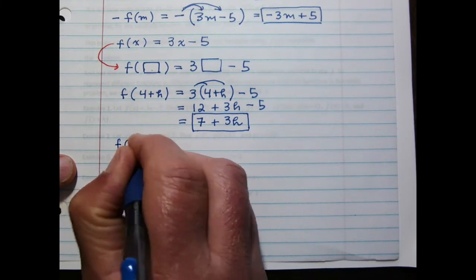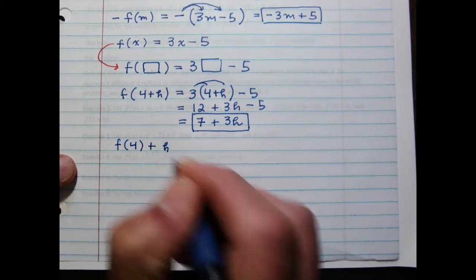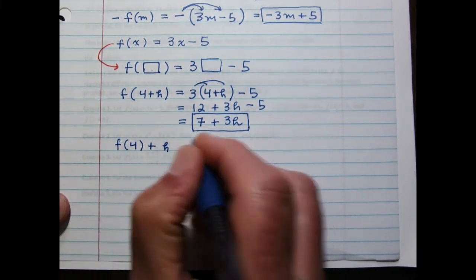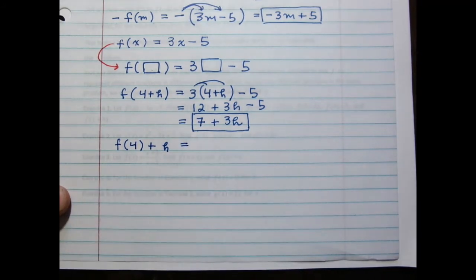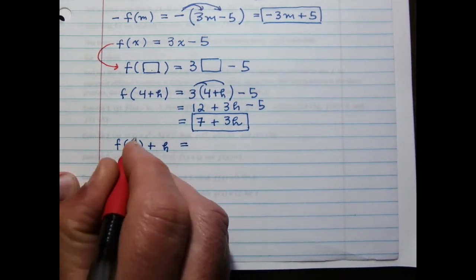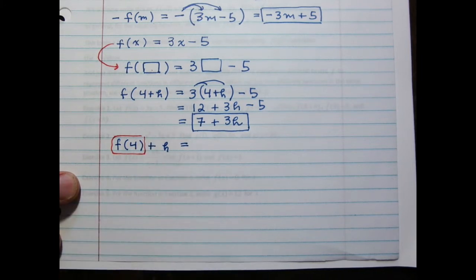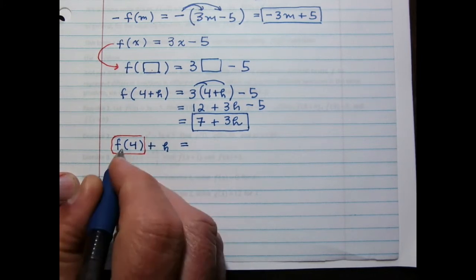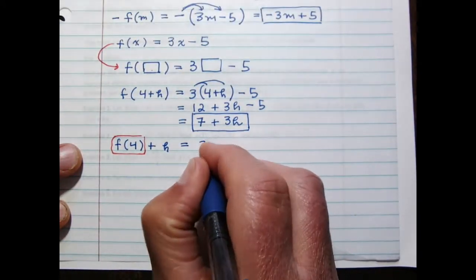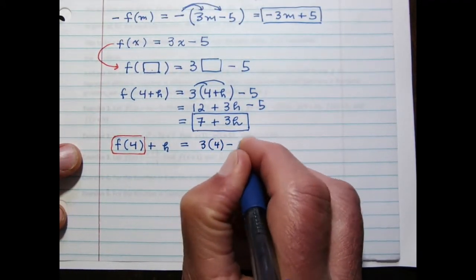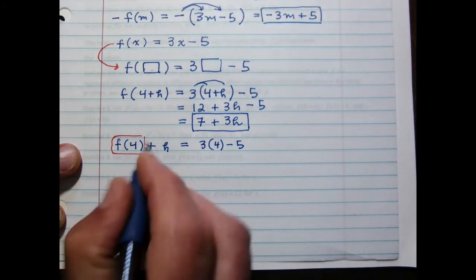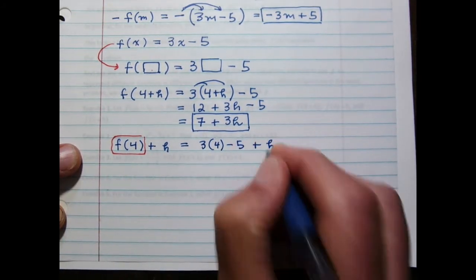f of 4 plus h is something totally different, because here the function notation has nothing to do with the plus h on the end. It's like we're computing f of 4, which we did up above, right? That was 3 times 4 minus 5. And then we're just going to add an h on the end.